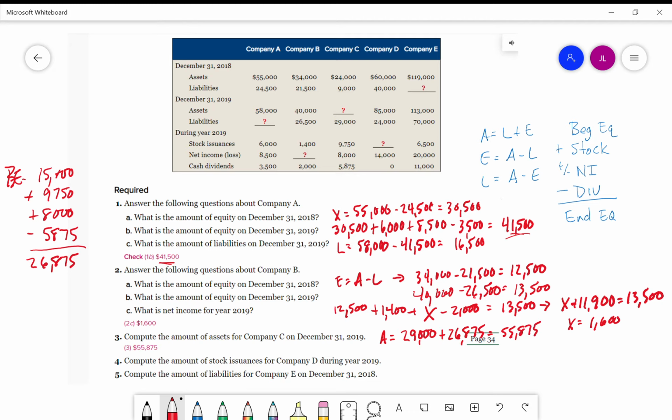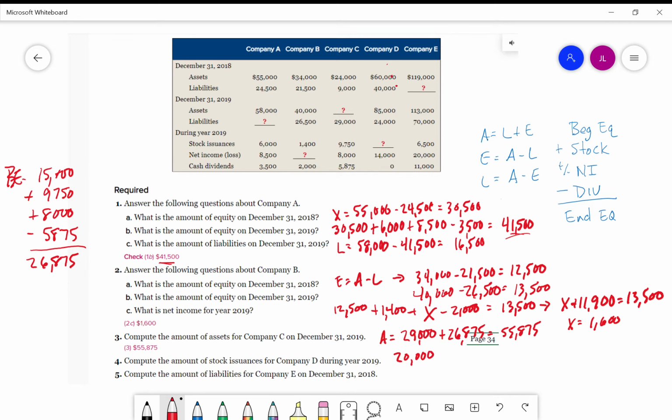Number 4, the amount of stock issuances for Company D. All right, where are we at? Company D. So we have to do our equities again. For 2019, we know in 2018 the ending equity was $20,000. That would be the beginning equity for 2019. We know that because our assets minus our liabilities gives us our equity. So beginning equity is 20,000.